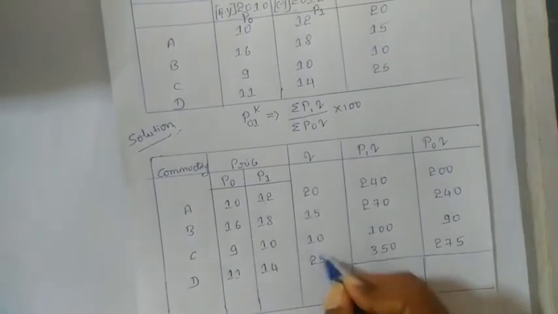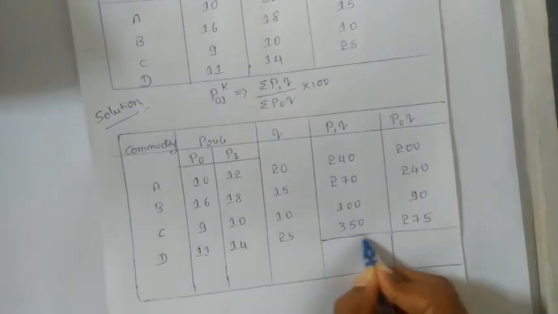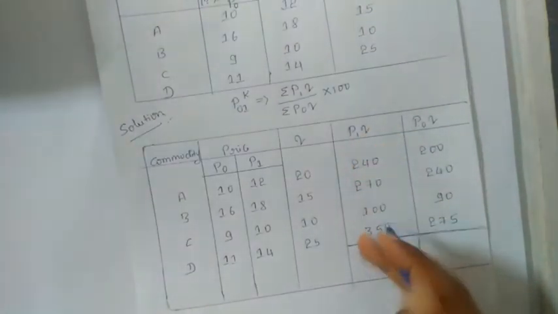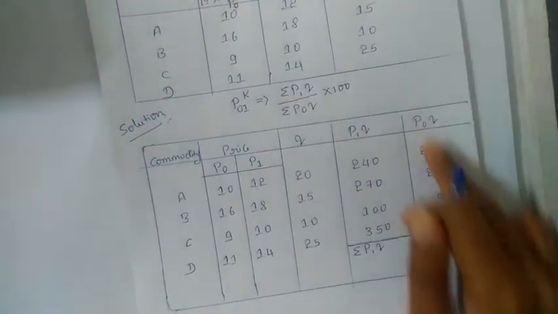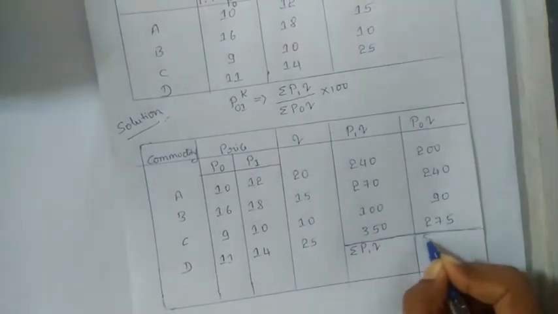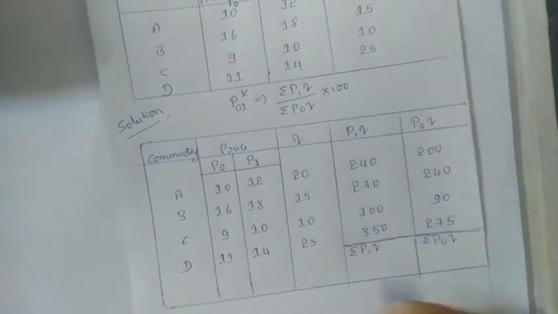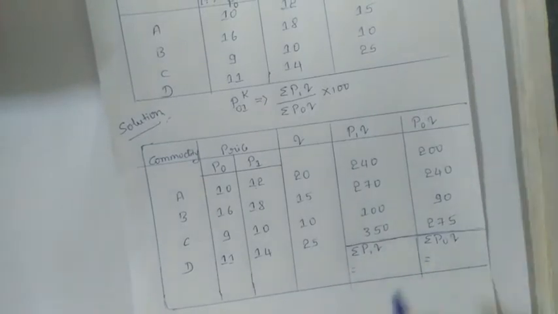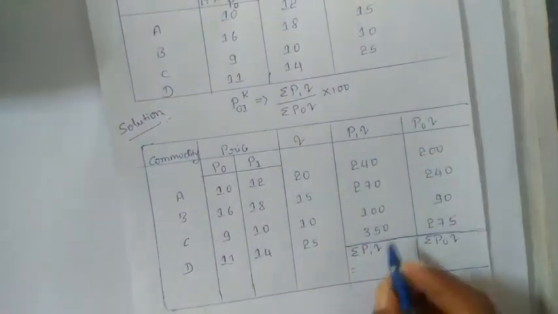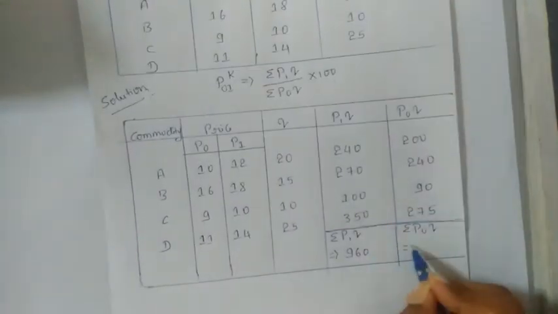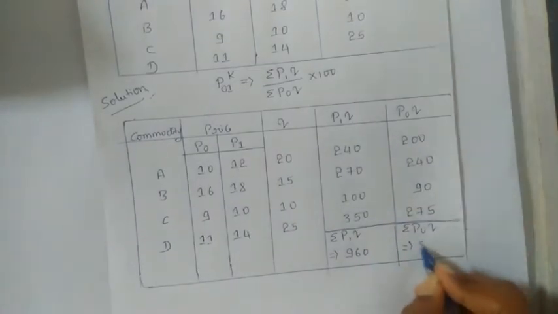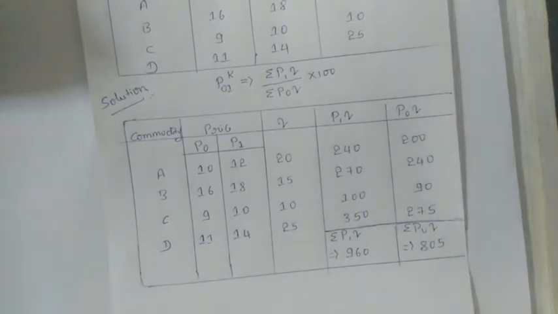That is, if you add this column, you call it summation P1Q. If you add this column, you have to call it summation P0Q. So the total of P1Q value is 960, and the total of P0Q value is 805.